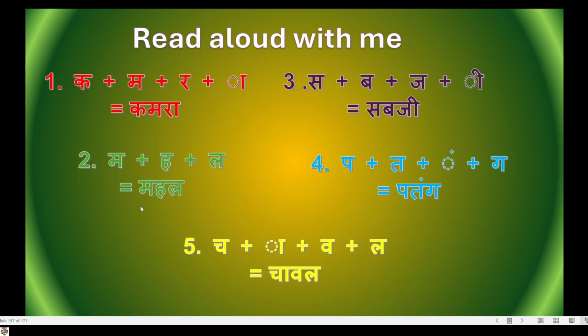Now, let's try reading the second word. Ma, ha, la. It's not Mahal, but it's been pronounced as Mahal by a native speaker. For the reason that in Hindi, whenever you have the letter Ha and the letter prior to her doesn't hold any matra, it will be pronounced with A ki matra. For example, this word will be pronounced as Mahal by a native speaker.